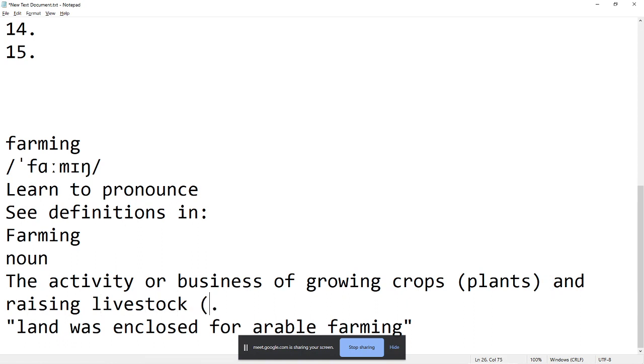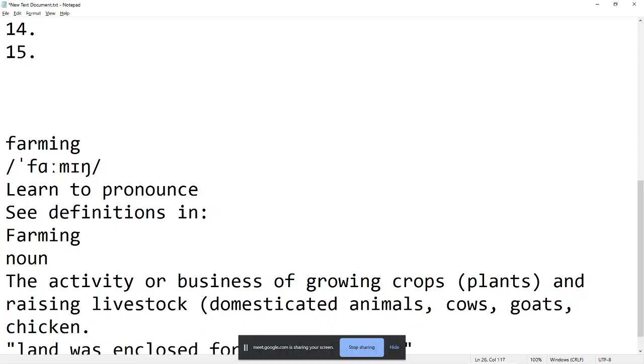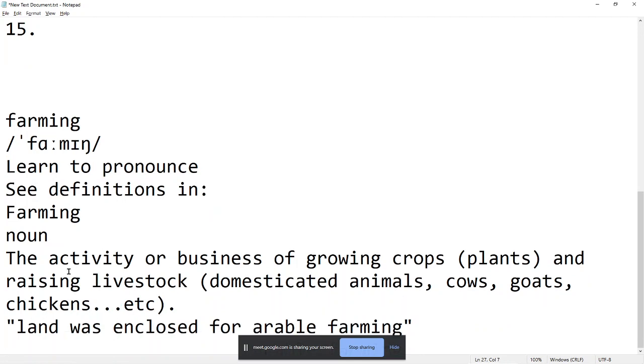Livestock is some sort of domesticated animals, house animals. Okay, like cows, goats, chicken. These are called livestock. Alright, etc. Then, land was enclosed arable. Ini contoh ayat. Land was enclosed, tanah itu dikelilingi, dipagari for arable farming. Untuk pertanian. Arable tu ragut lah, yang untuk lembu-lembu, kambing-kambing.